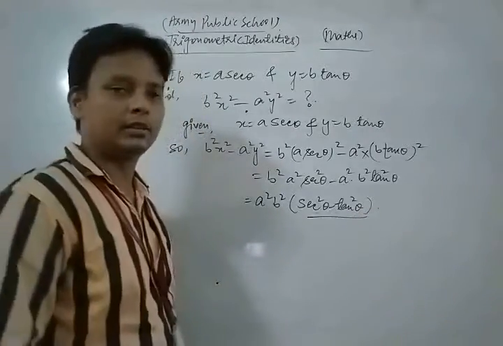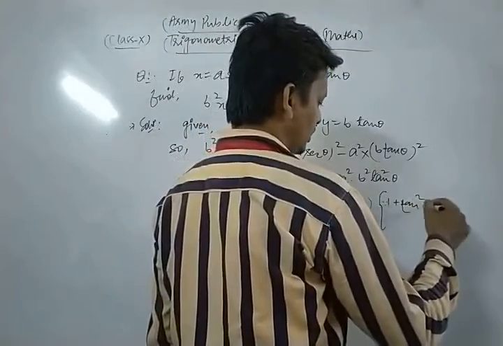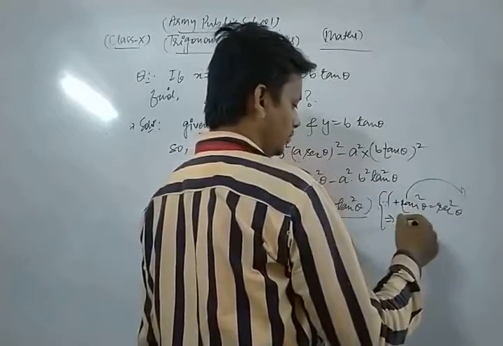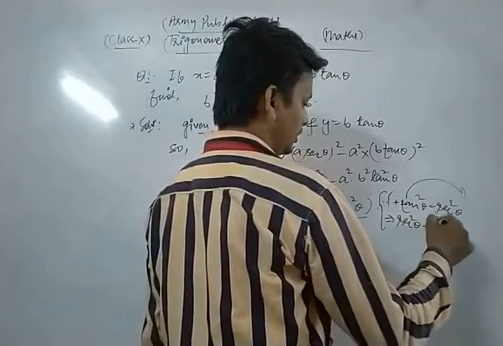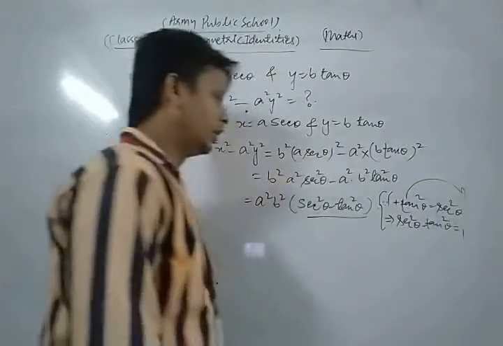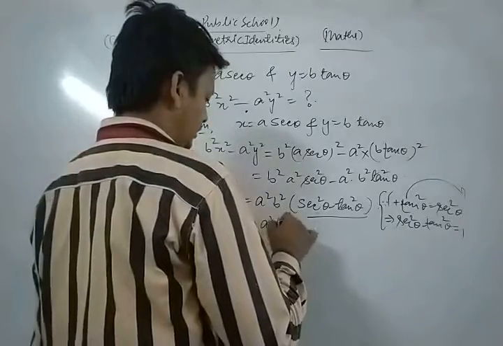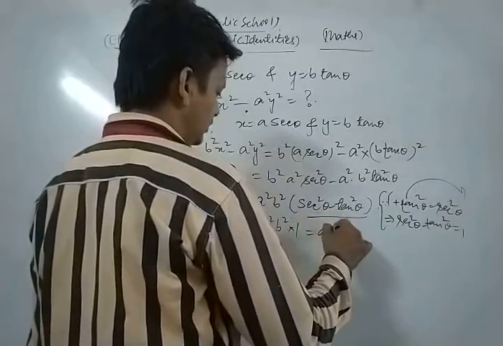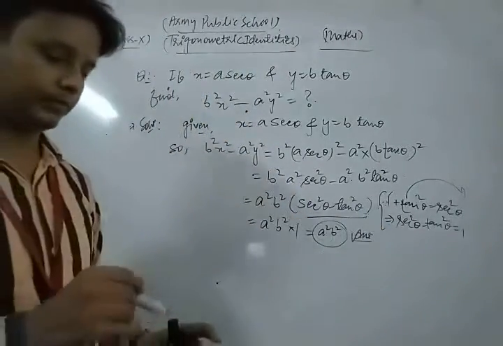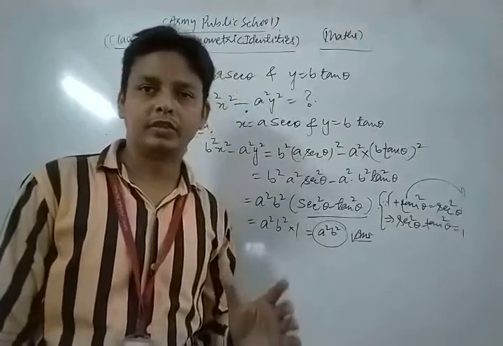This is an identity. Since, dear students, you know that 1 plus tan square theta is equal to sec square theta, so tan square theta transferred to that side, we get sec square theta minus tan square theta is equal to 1. So the value of the expression sec square theta minus tan square theta is equal to 1. So we get a square b square into 1, that is a square b square. This is the required solution of the given question.